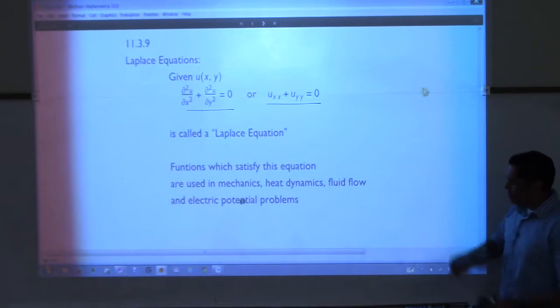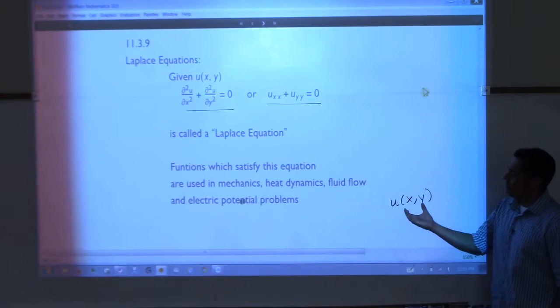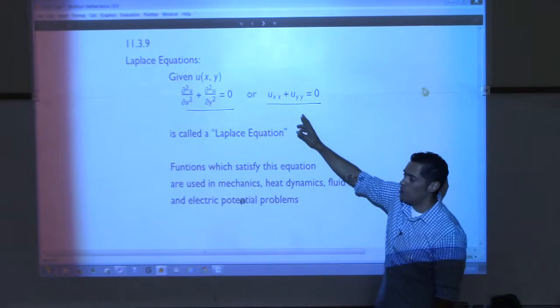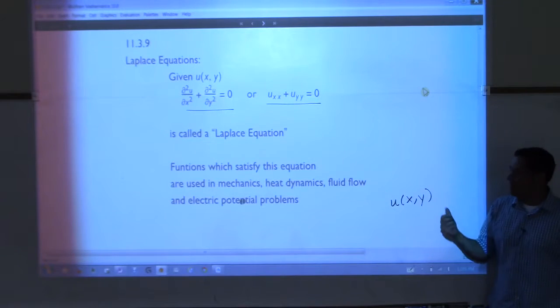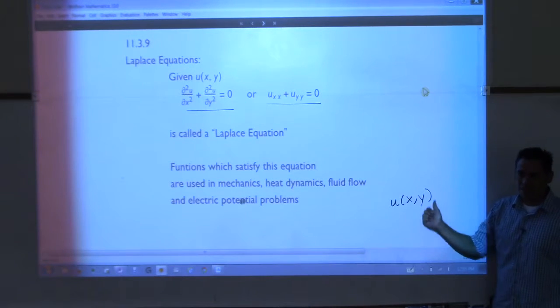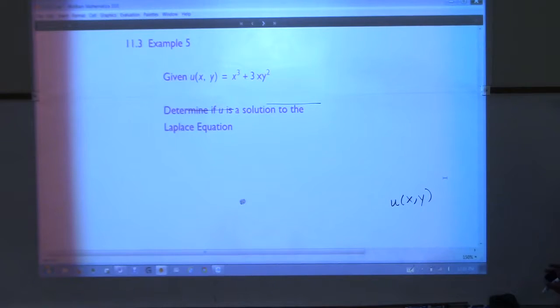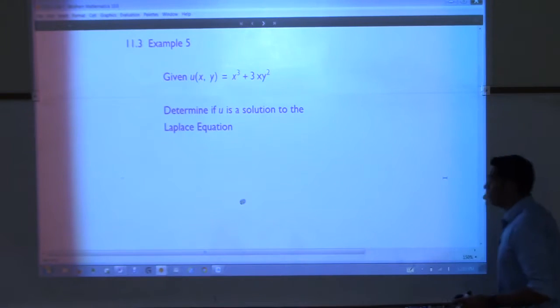So if somebody gives you a function of two variables, I'm using u instead of f, and you do the partial of this with respect to x twice, and then you add that to the partial of this with respect to y twice, and if you get 0, then that function is a solution to the Laplace equation. Any function that satisfies that is called a solution to the Laplace equation. So in the next thing, I'm going to give you a function and ask you whether or not it's a solution to the Laplace equation. So is this a solution to the Laplace equation or not?